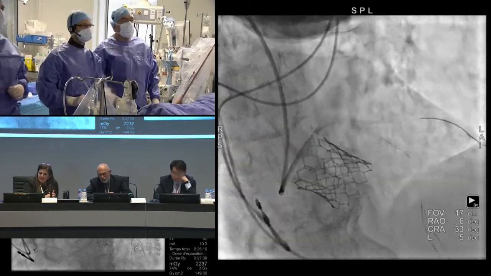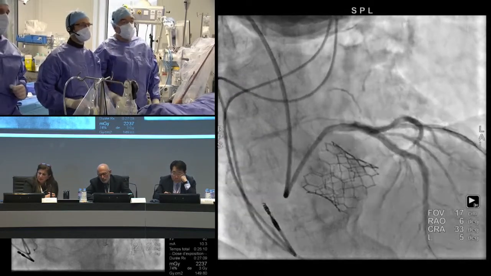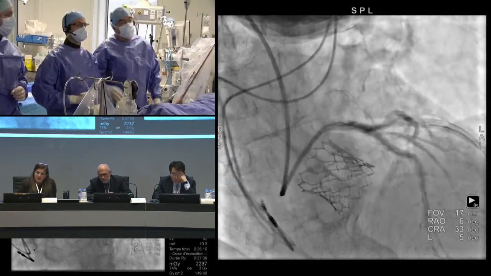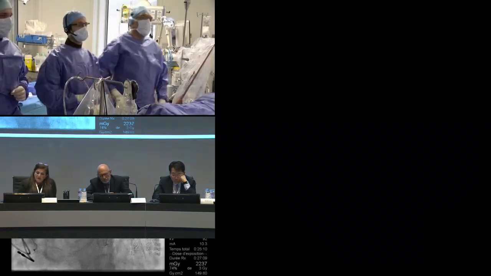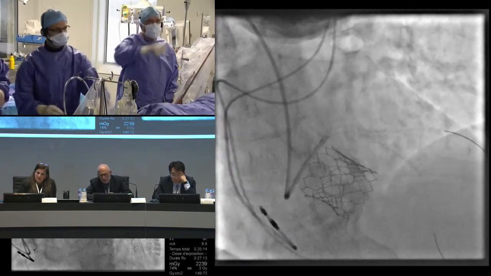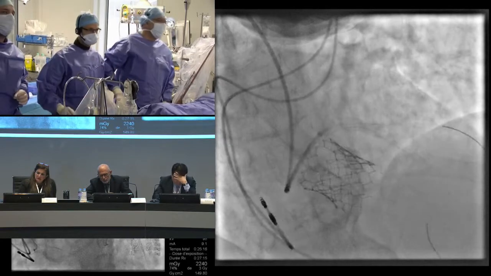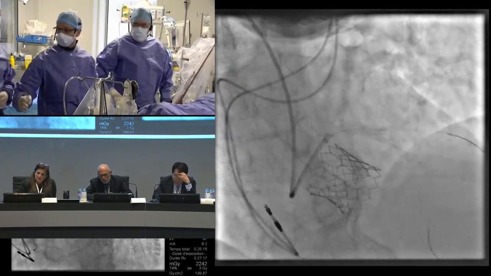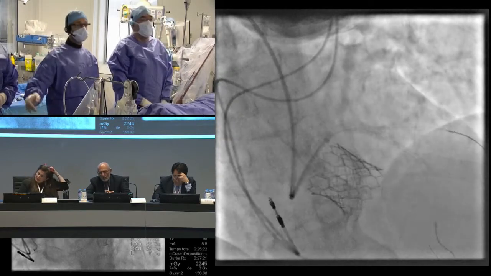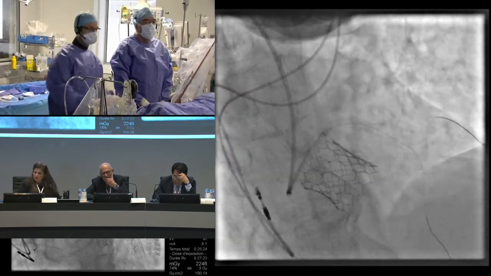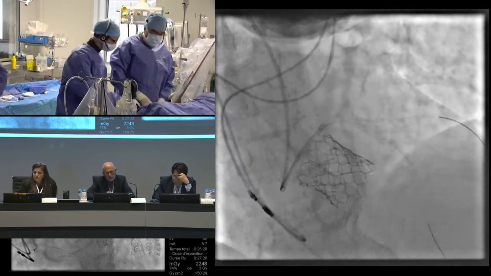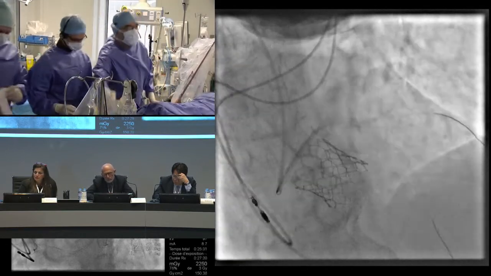What do you think? At least 23, I would say. Maybe even a 26 or 28. 28, yeah. 28 will be comfortable, I think. Then we can take a 3.5, because I don't want to be aggressive to the mid LAD, to the proximal LAD. 3.5, 28, Xience. And then you will post-dilate with a bigger balloon, should be the 4.5 or 5 millimeter balloon.